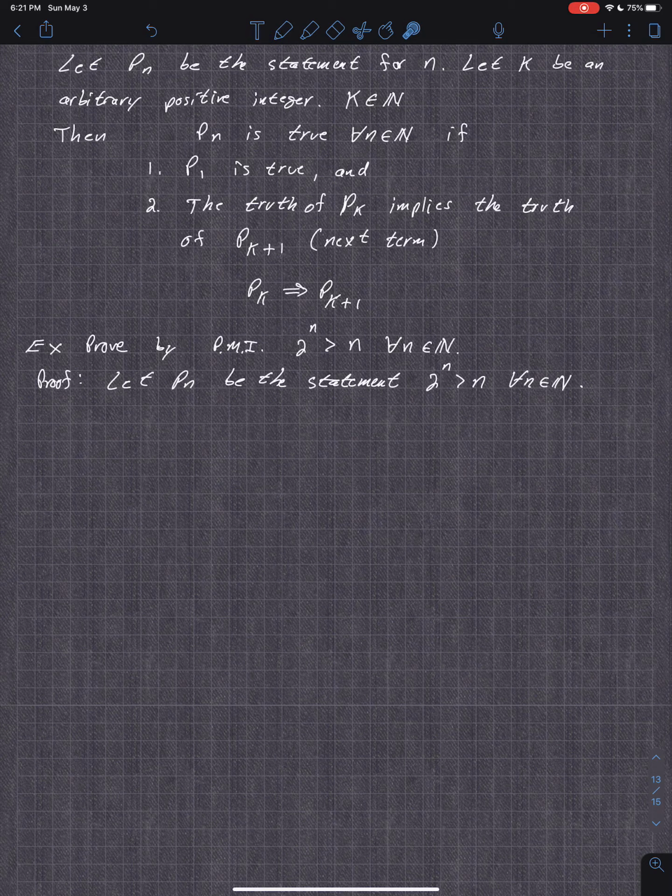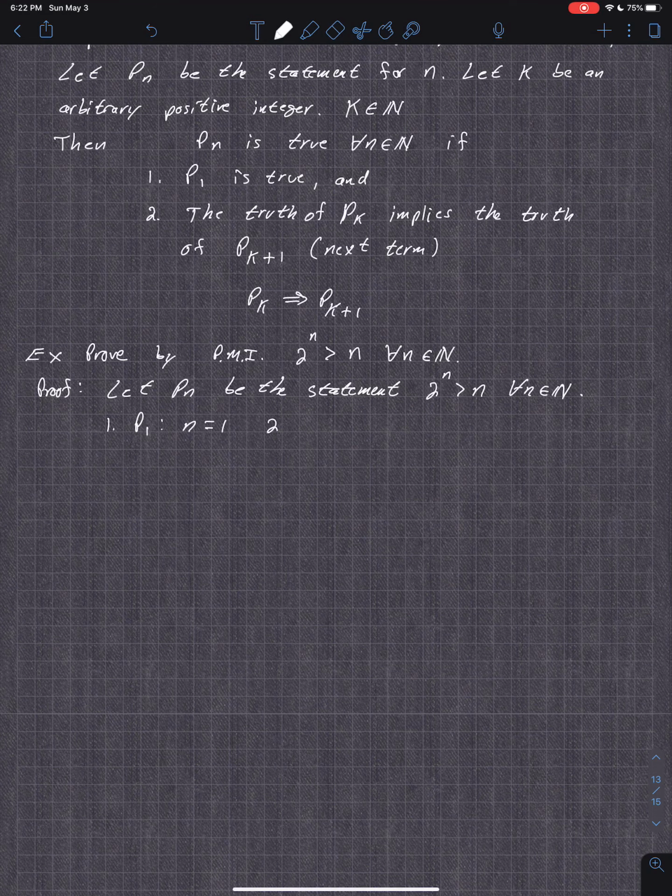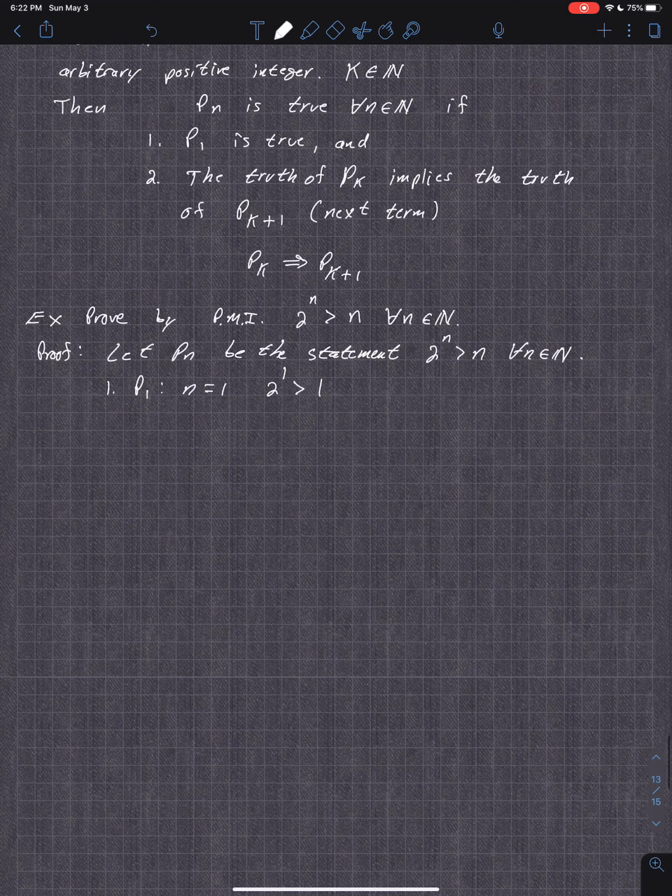Then we need to show 1 and 2. The first one is always to substitute in your 1 and then show it's true, which we've already done. So P sub 1 means n is equal to 1. And we say 2 to the first is greater than 1 is true. And sometimes, maybe off to the side, you want to convince yourself, this one's pretty obvious, but convince yourself that it's true. Is it really working? Because that's part of why you're doing this.